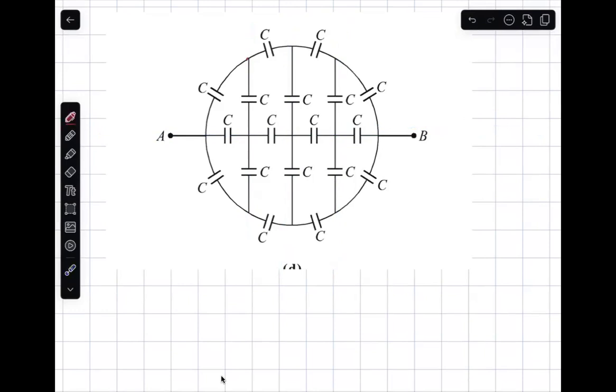Which means if you take this as A, this is also A. If you take this as B, this is also B. If you take this as C, here I'll take it as D because C is already in use. This A and that A are at the same potential. B and this B are at the same potential. D and this D are at the same potential. Till what level is this observation correct?